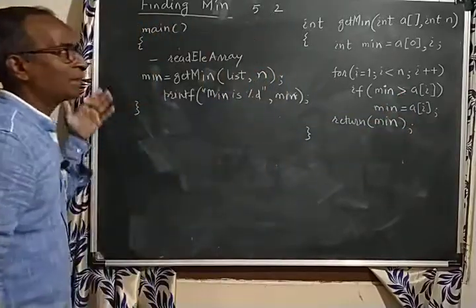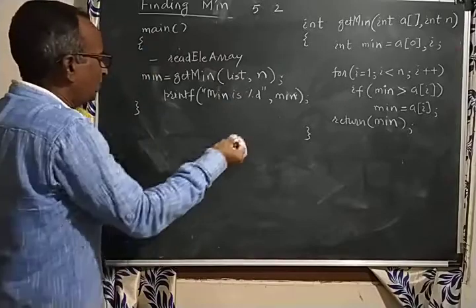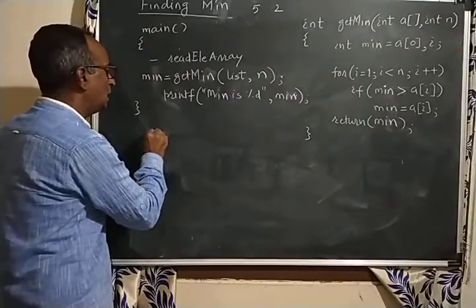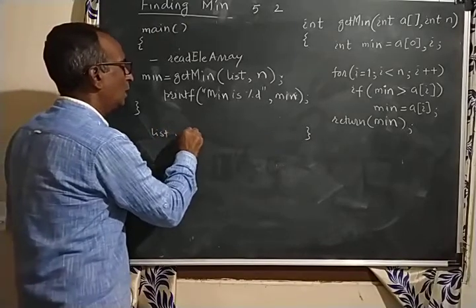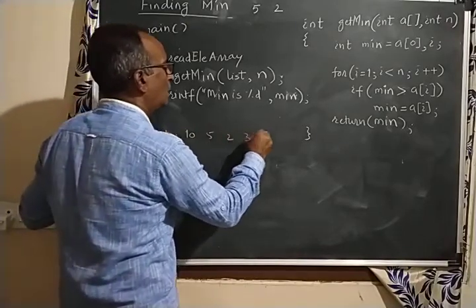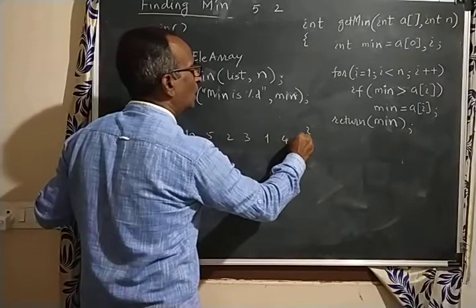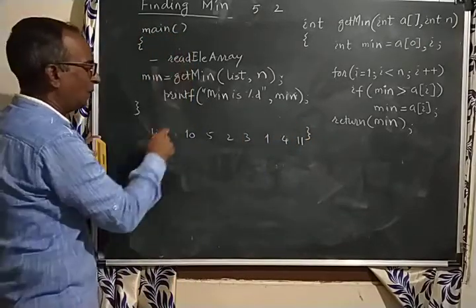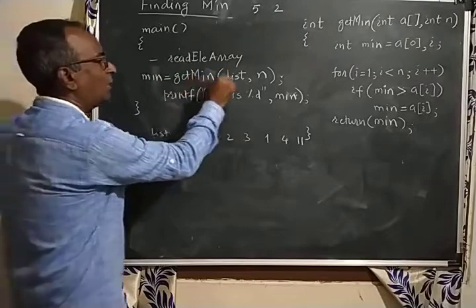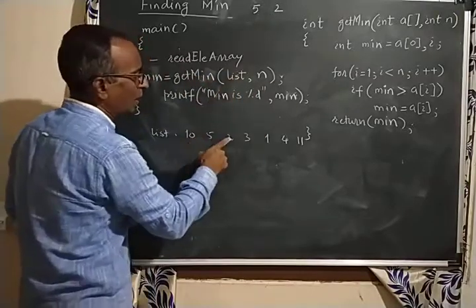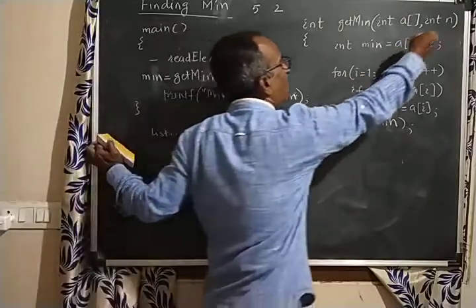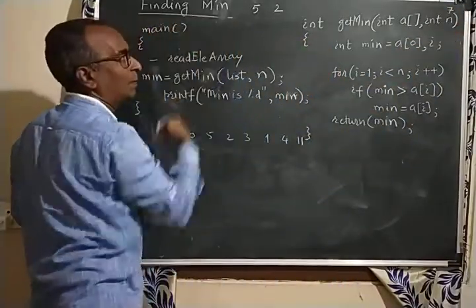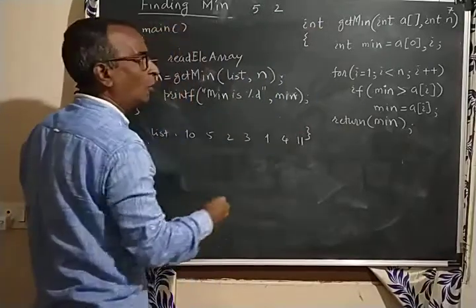So this will happen. See how execution takes place. Suppose you have a list containing 10, 5, 2, 3, 1, 4, 11. Suppose this list, read array has read this into the list. Get minimum, the list is passed, and n is passed as 7. 7 elements, n is 7. You are reading that. So how will this go on?